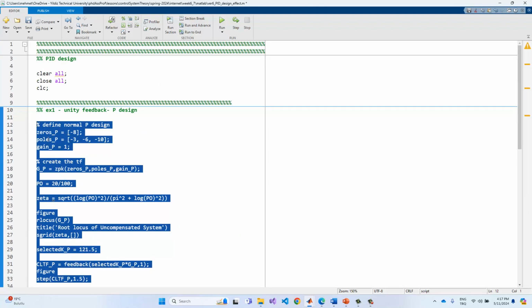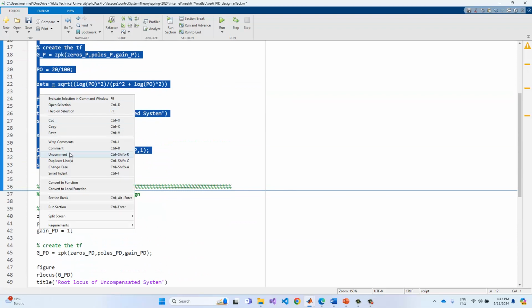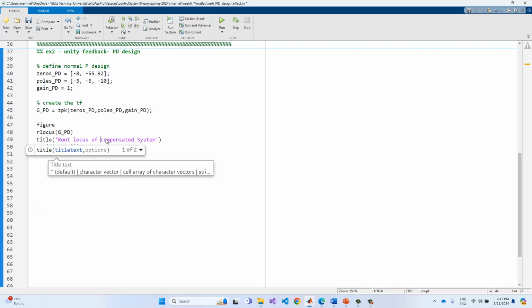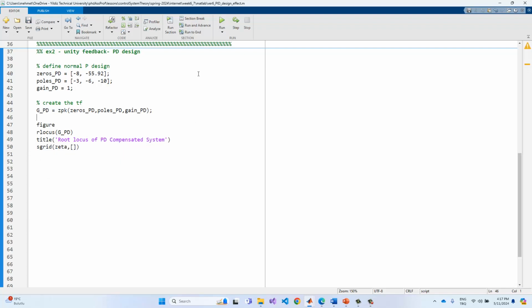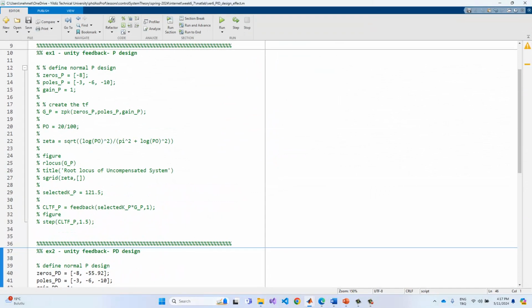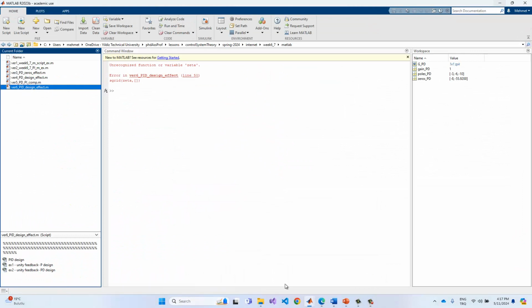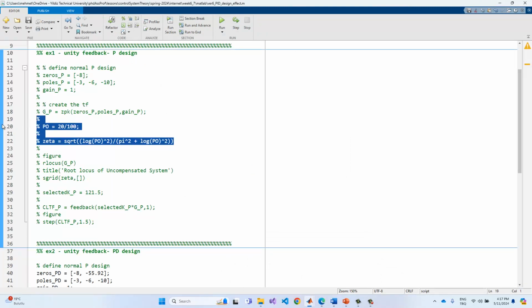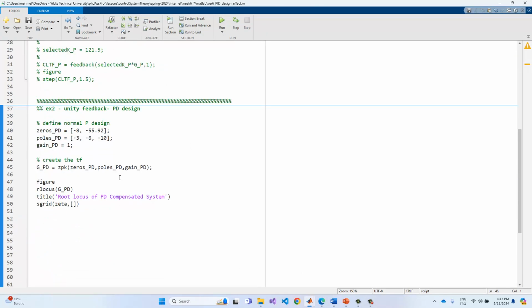And so this must be commented in here. GPD, this is the compensated system. What? But PD, compensated system. And so if I run this code, then we have some error in here. We don't have the zeta values in here. I'm sorry, guys. So we need to take these values also, to draw the zeta line.